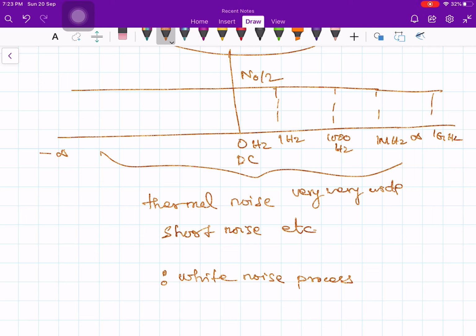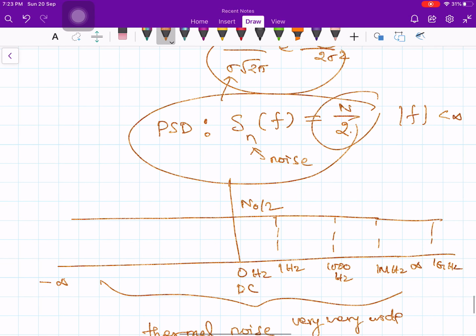Why is it called a white noise process? Because white light contains all its colors. Similarly, here also the power spectral density is equal for all frequencies. It contains all the frequencies. So generally it is called a white noise process. Therefore, this S n of f is usually equal to N naught by 2, a constant power spectral density function.